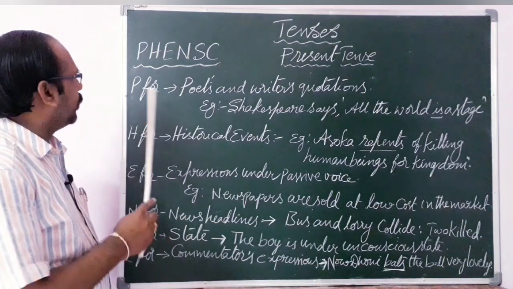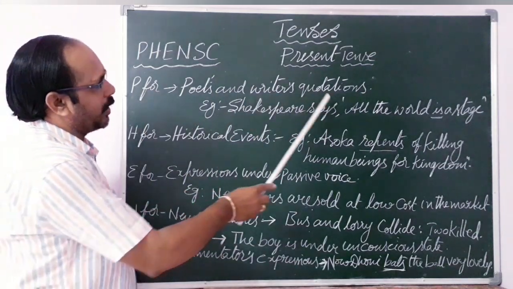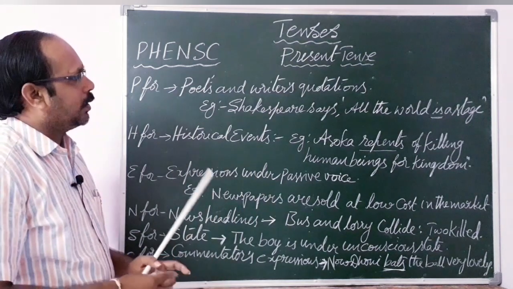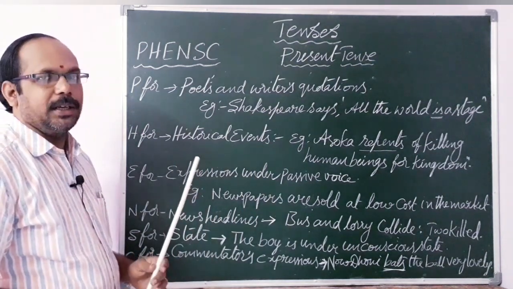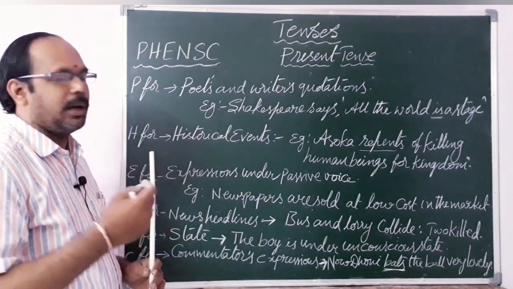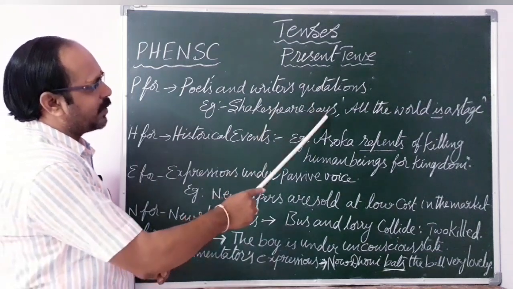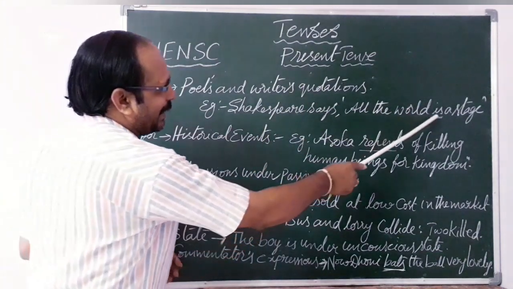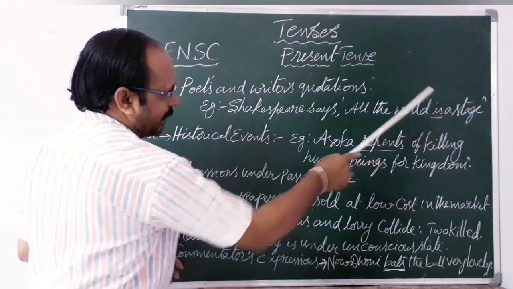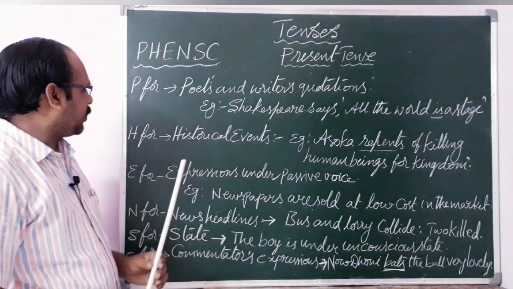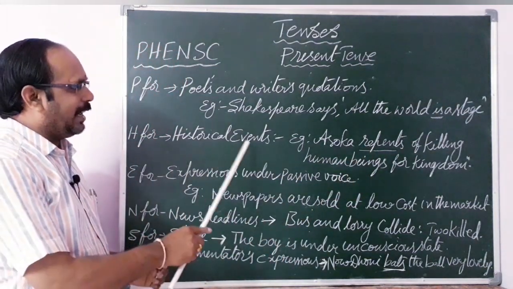For example, P for poets and writers' quotations. We can use simple present tense while we are writing poets' quotations, proverbs and everything. Shakespeare says, for example, all the world is a stage. Is simple present tense.